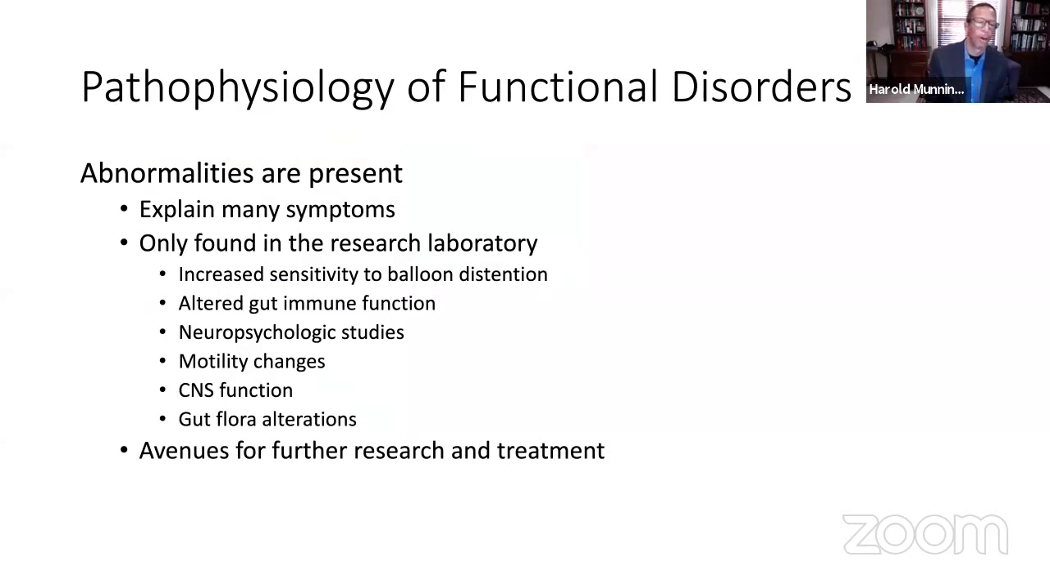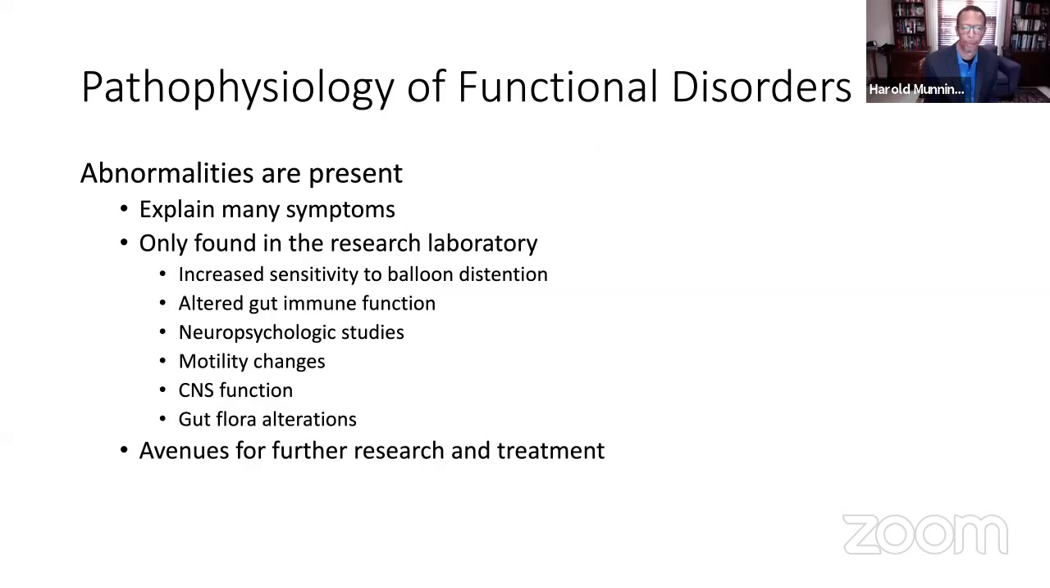So we've gone beyond the point of, well, we can't find anything wrong, because we can find things wrong. It's just that the abnormalities that we can find are only really things we can pick up in a research lab. But the things that we can find do explain many of the symptoms of functional digestive disorders like IBS and functional dyspepsia.